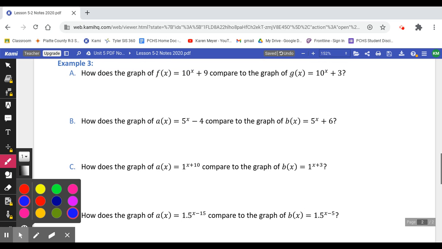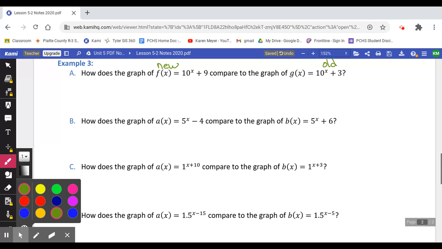For these, I'm going to give you 2 different graphs. We don't have a picture to look at. We're just going to figure out, did I slide it up and down? Did I slide it left and right? And how many units? So how does the graph of f of x equals 10 raised to the x plus 9 compare to g of x equals 10 raised to the x plus 3? What you have to know is the first one listed is the new picture, and the one that comes after "compared" is your original or old picture. So I want to know, how do we get from the old to the new?